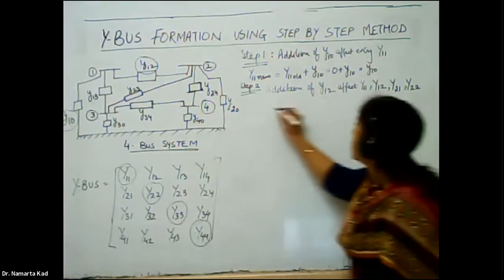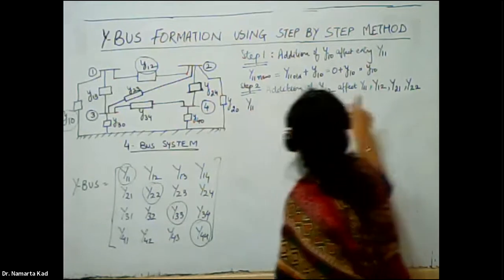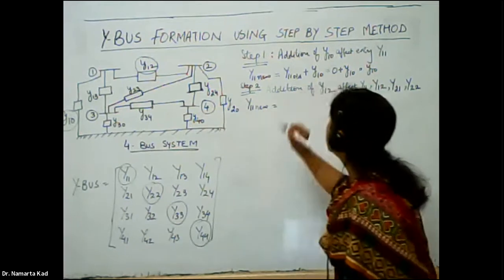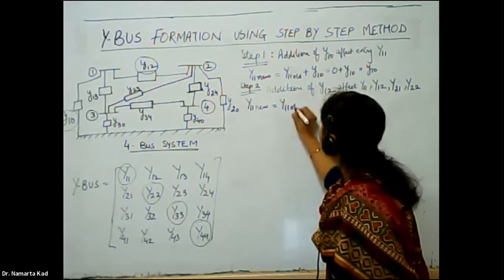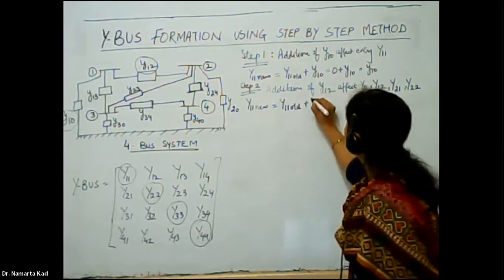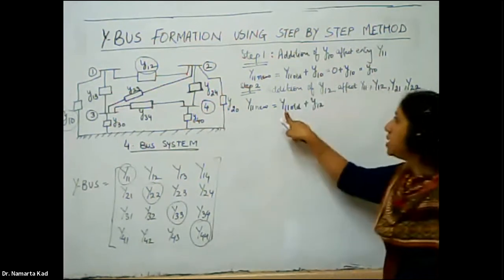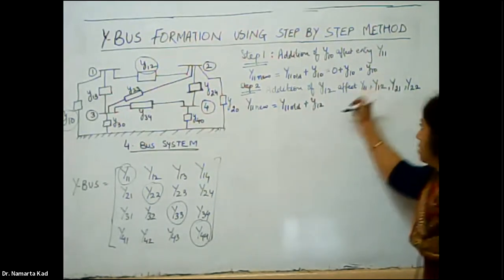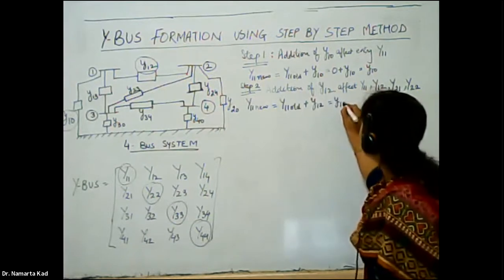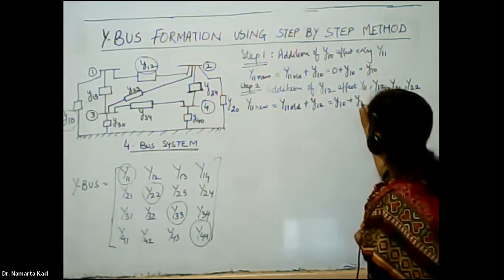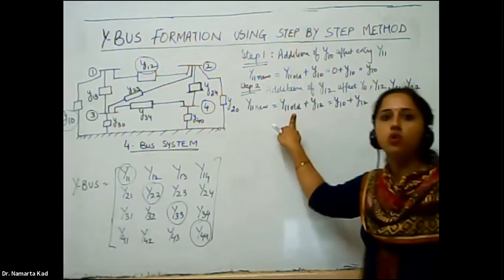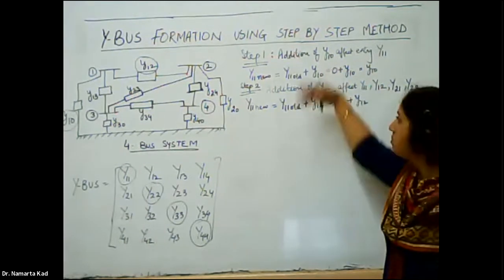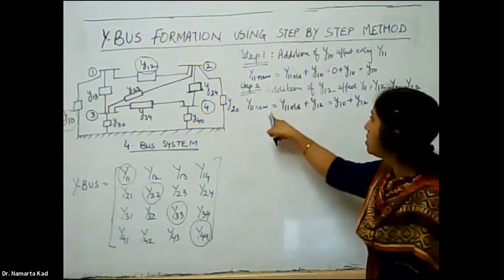So what is now y11 first? y11 new is equal to y11 old plus y12. Now what is y11 old? This is the previous value, this result. So here it comes out to be y10 plus y12, because now y11 old is not 0, it attains the value which is saved in the previous step. So this is my y11 new now.